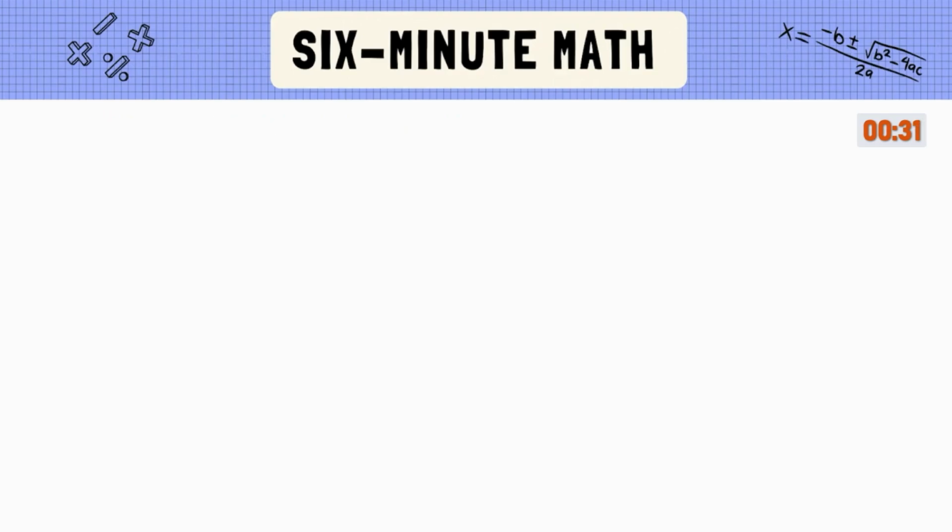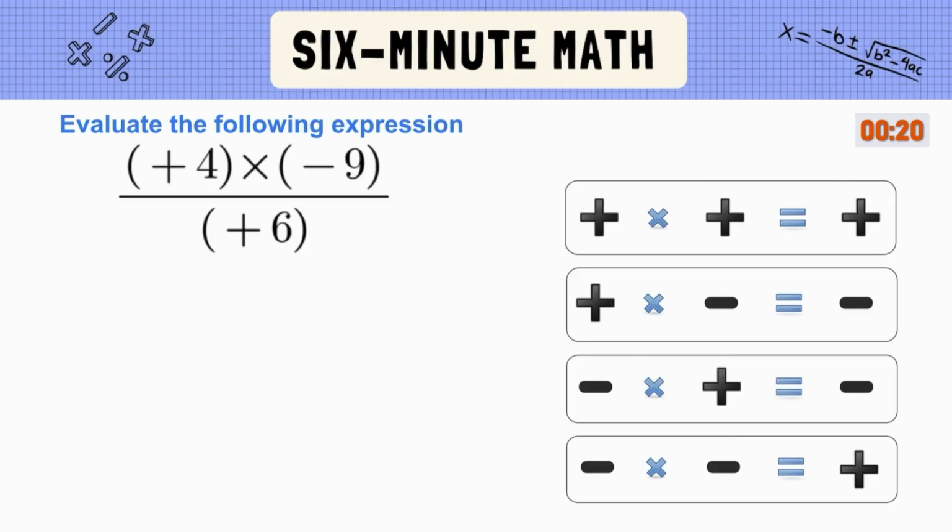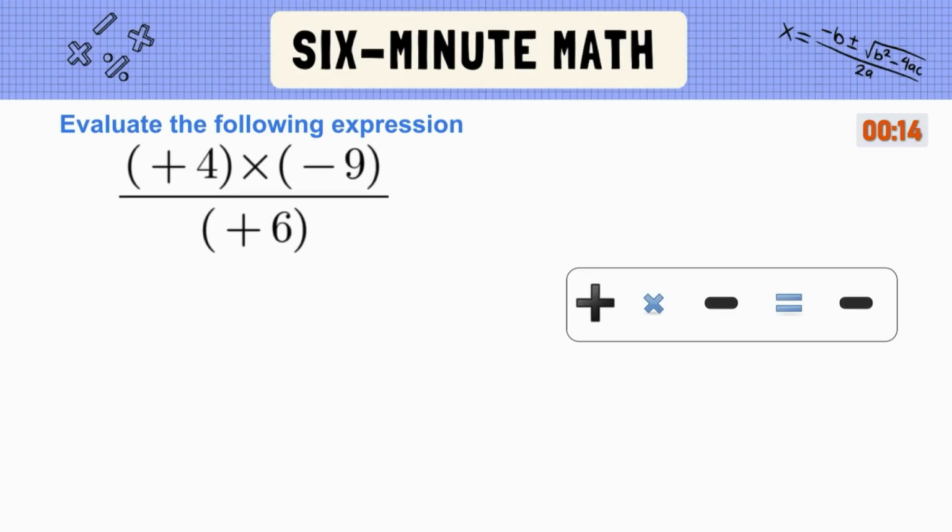On to our last example here. We're going to evaluate positive 4 times negative 9 divided by positive 6. In my numerator, I have positive 4 times negative 9. That's a positive times a negative, which will result in a negative 36. And that will be divided by positive 6 still.